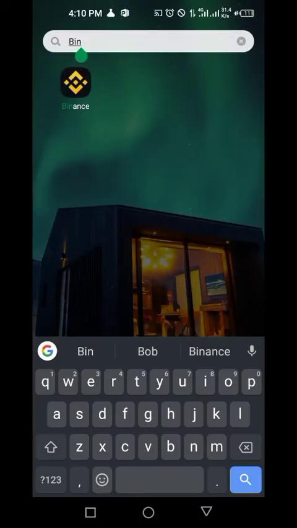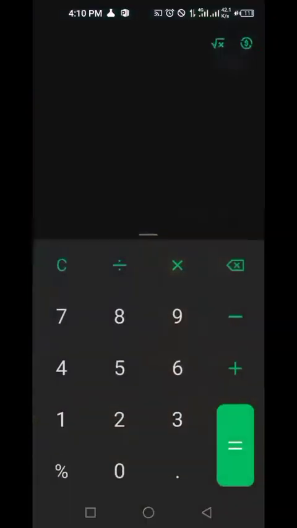Let me go to my calculator so that I can show what I'm saying. I'm trading with 10x leverage, and from my $30, I'm using $1.5 to open a position. So 10x leverage times 1.5 means my position size in USDT is $15. So I'm using $15 to open a trade.